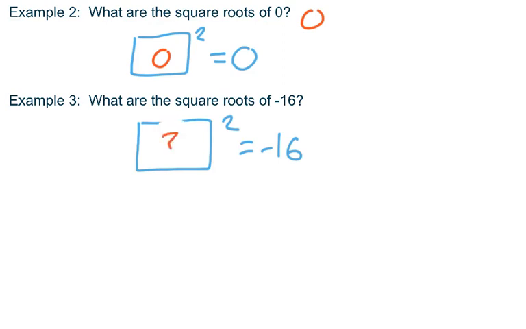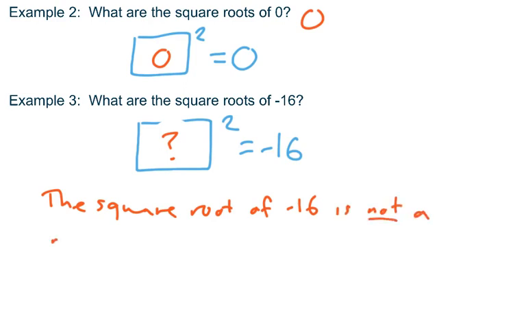What we have, in fact, is that there is no real number that will work. There is no real number that when you square it, you get negative 16. So what we're going to have to say is the square root of negative 16 is not a real number. Now later in the course, we'll explore what are called imaginary numbers. We'll find out that that gives some meaning to the idea of a square root of a negative. But we're not going to look at that quite yet. For right now, we'll simply say that a square root of a negative number is not a real number.